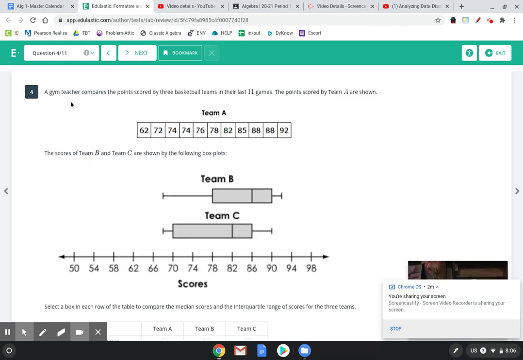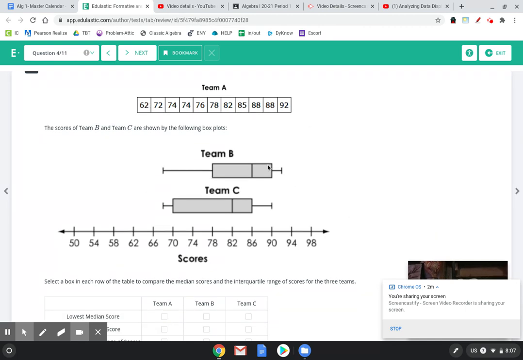Number 4 says, a gym teacher compares the points scored by 3 basketball teams in their 11 games. The points scored by Team A are shown. So here are their 11 points. For Team B and C, we don't see the points anymore like this. Somebody took a set of 11 games and put it into this box plot, and for Team C, it was also put into a box plot here. So the fact that all 3 of these teams aren't shown the same is going to make them hard to compare. Team B and C are easy to compare. Team A is much tougher.